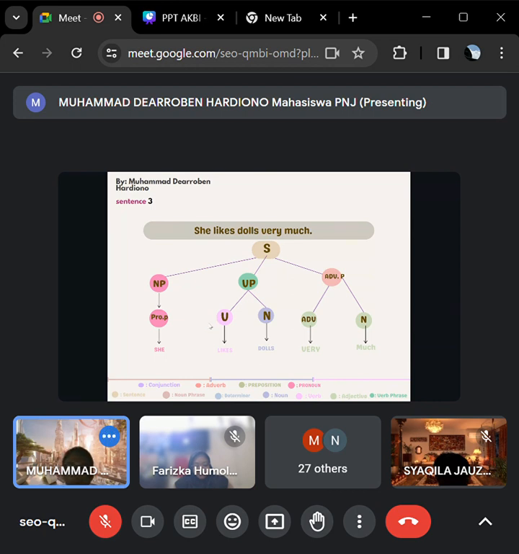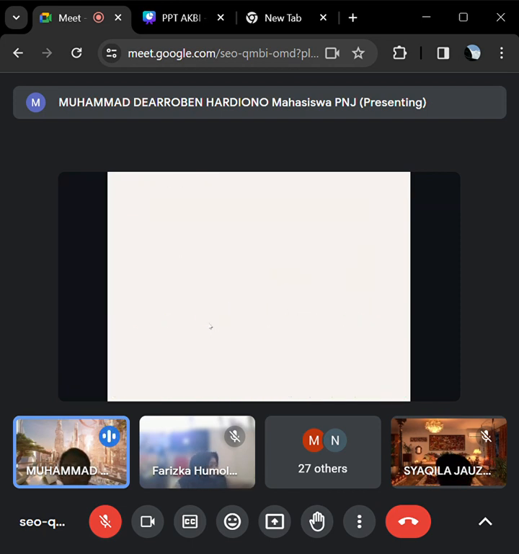And the second element is the verb phrase, which consists of verb likes as the predicate, noun dolls as the object, and adverb phrase very much as the adverb. And the third element in the sentence is adverb phrase very much consists of the adverb very, which modifies the noun much. The adjective noun describes the subject's level of liking dolls.